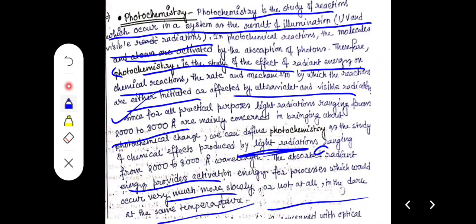Always remember activation energy. What is activation energy? To activate the molecule we have to give it some energy. Due to this energy, the reactant goes into an excited state to produce product. Otherwise, product formation or chemical change does not occur.